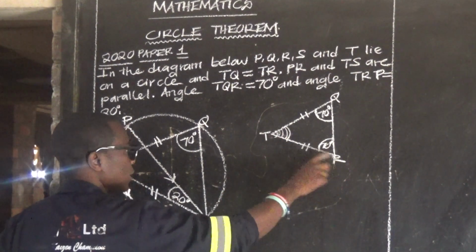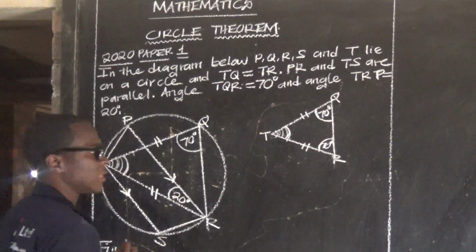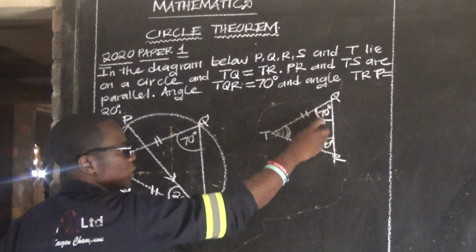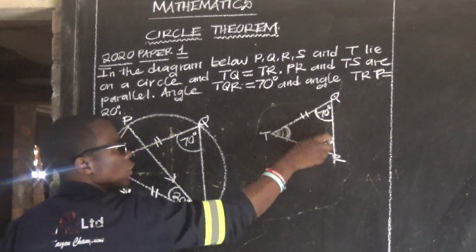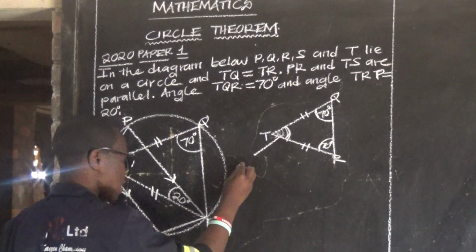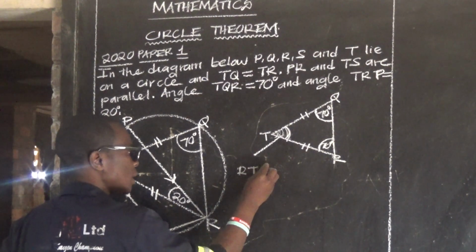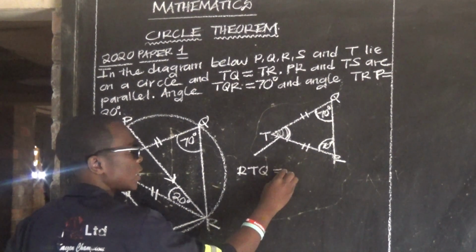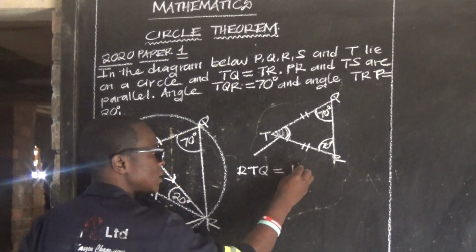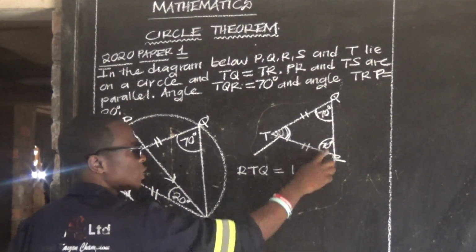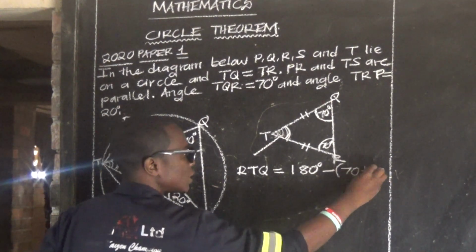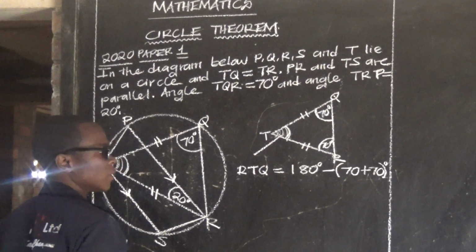So in this case, we are told to find this angle, angle RTQ. How are we going to find it? We know that the sum of interior angles of a triangle adds up to 180. So we're going to say RTQ is equal to 180, and we subtract these two angles. We say 180 minus the sum of 70 plus 70 degrees.